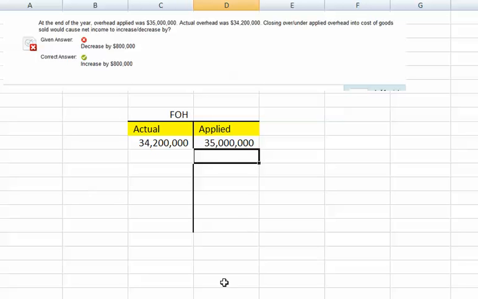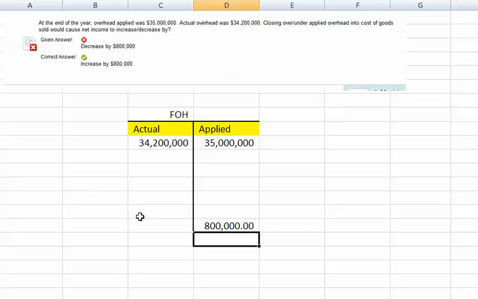So we have a difference, and the difference is going to be a credit balance because the credits were greater than our debits. So I'm going to find the difference. Therefore we have an $800,000 credit balance. That means that we have applied our factory overhead more than we actually incurred.